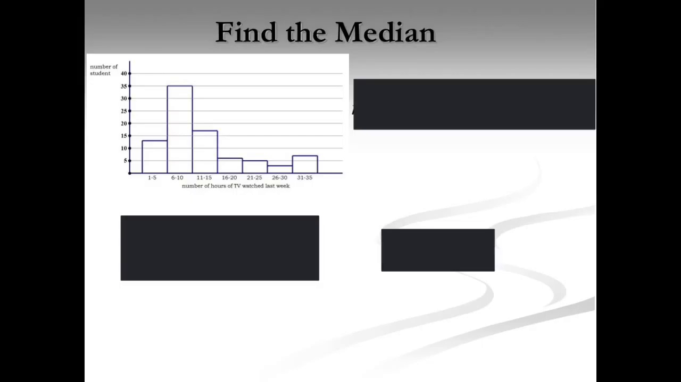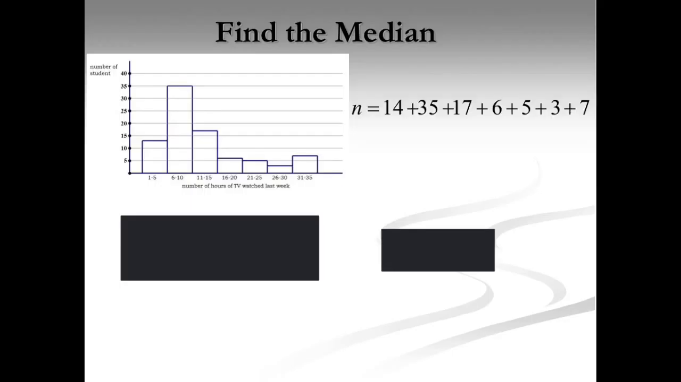In order to find the median, we want to find the middle frequency. And in order to do that, we need to figure out how many students are involved in our survey. So we're going to add the height of all of our columns to tell us how many students are represented. If we do that, we're going to have to approximate a little bit here, but we can approximate that there were 14 students that watched between 1 and 5 hours. And to do that, again, our height of the first column is roughly around 14.